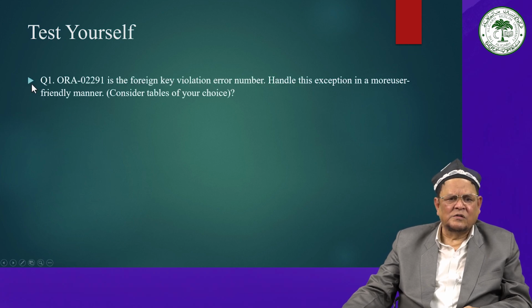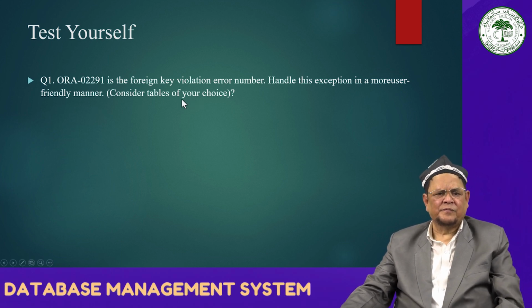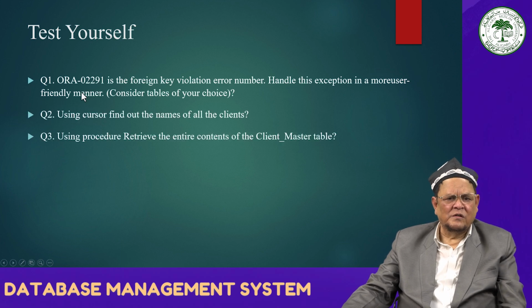The first question is: ORA-20091 is the foreign key violation error number. Handle this exception in a more user-friendly manner. Consider a table of your choice. The next question: using a cursor, find out the name of all the clients.